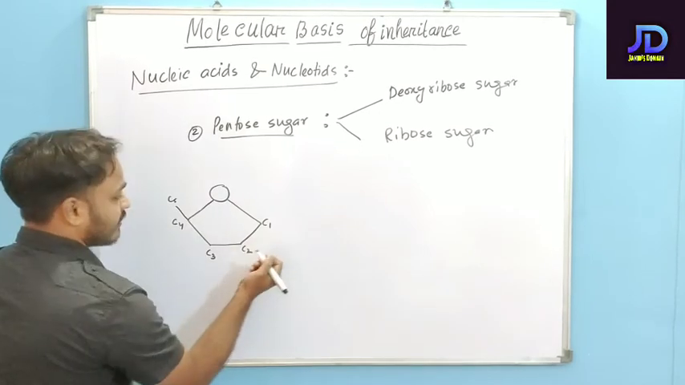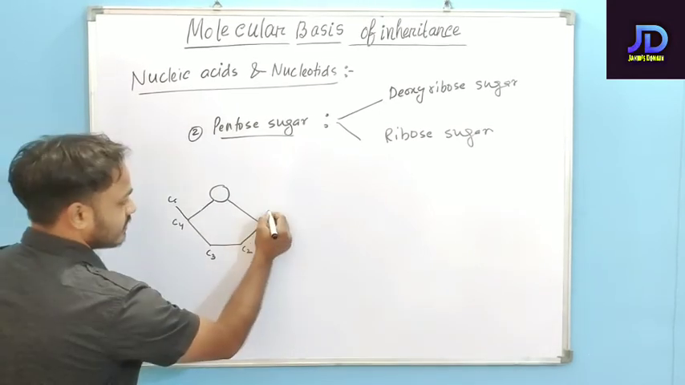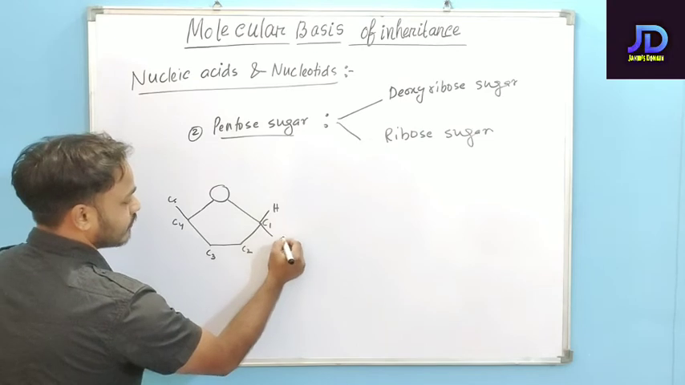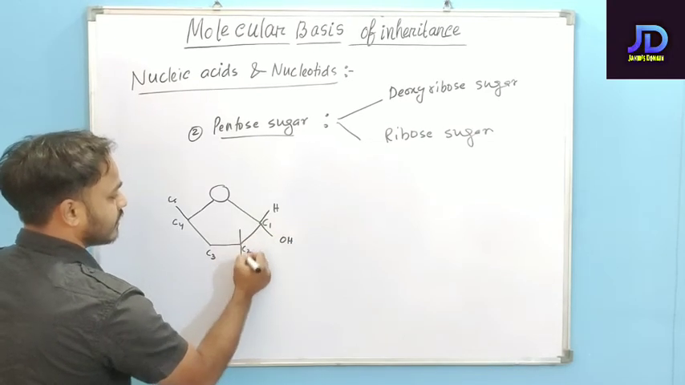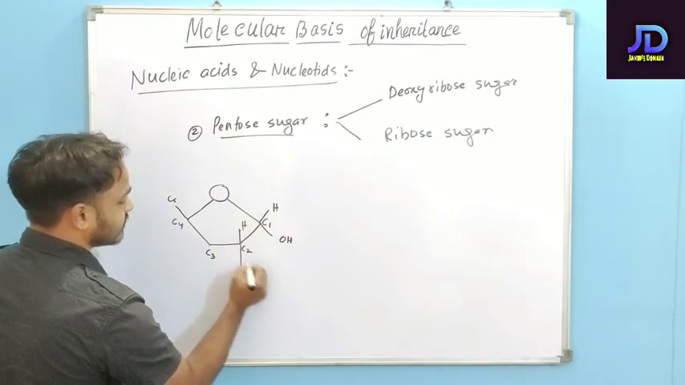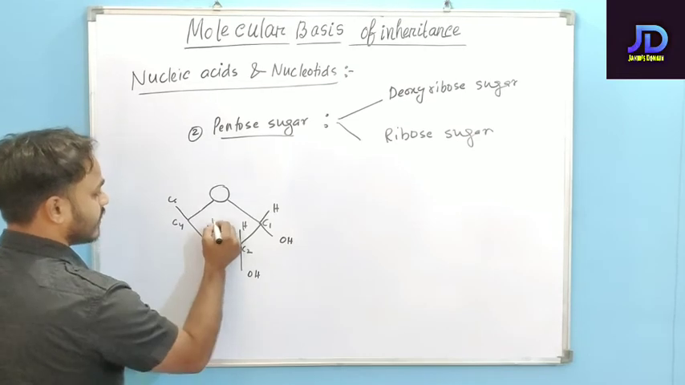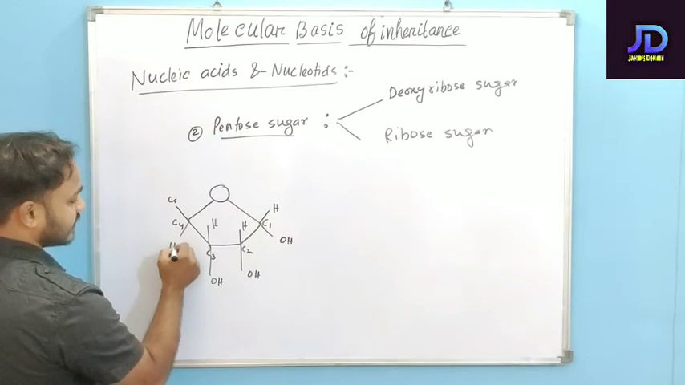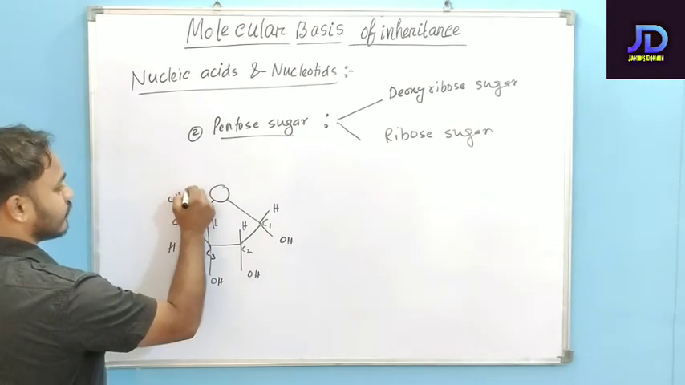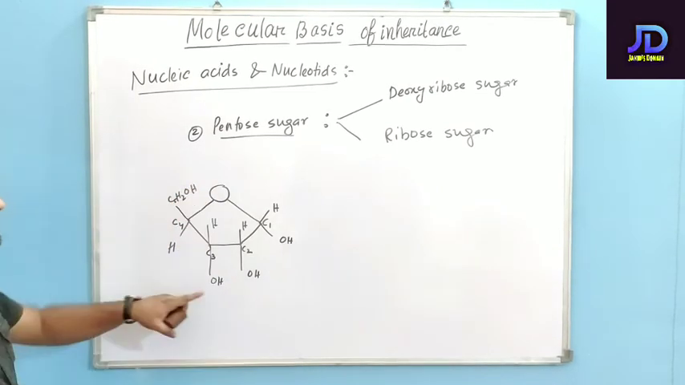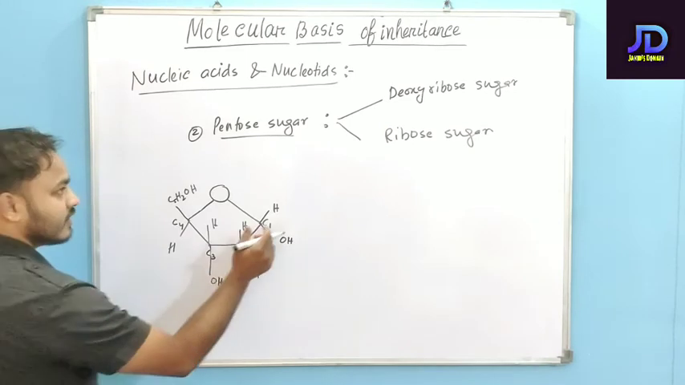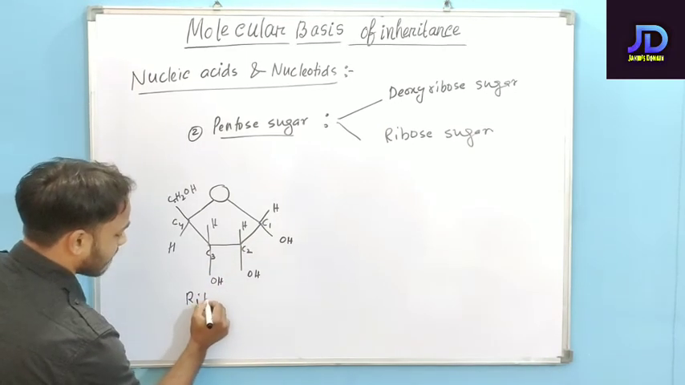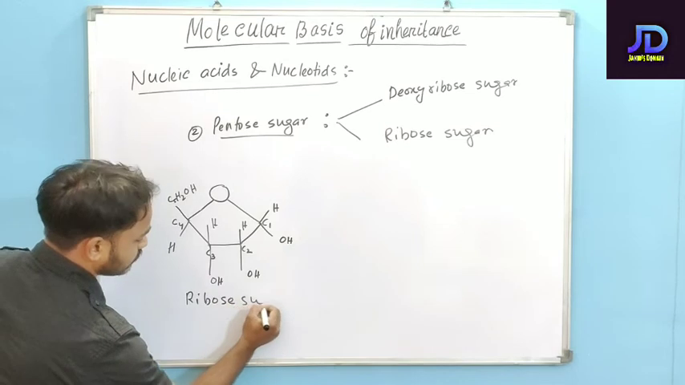So see, now if I fill up the valency, here will be H, OH, here will be H and OH, here will be H and OH. Ultimately, here will be H and CH2OH. And this is known as the ribose sugar. This will be called ribose sugar.